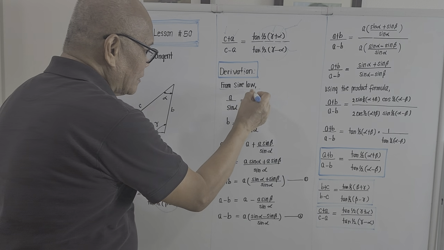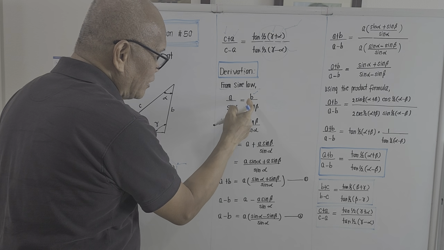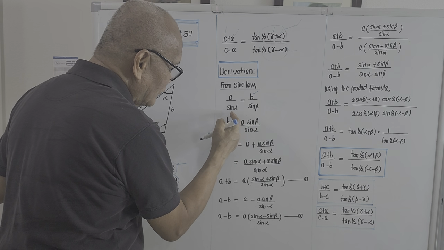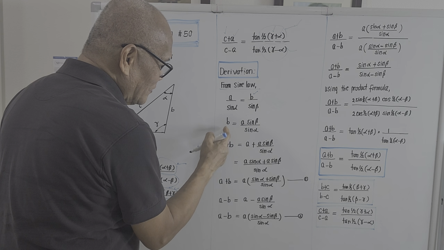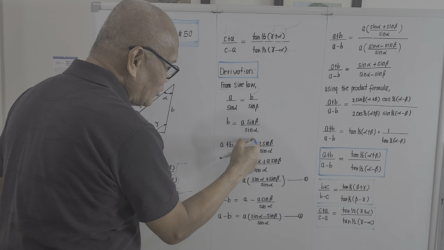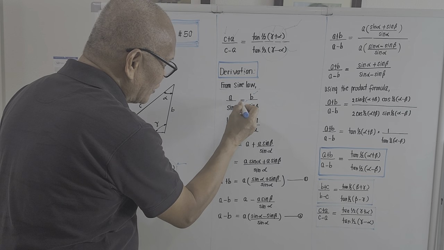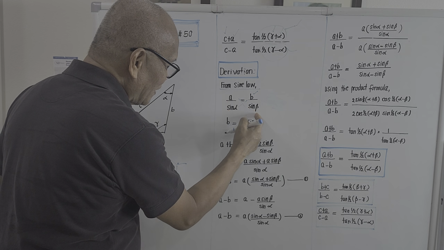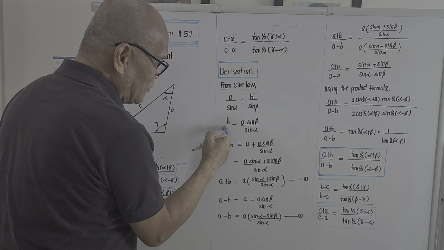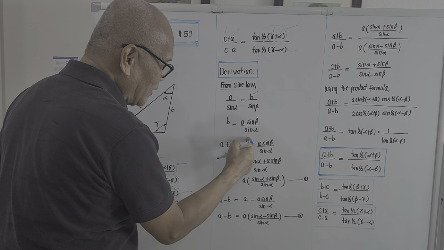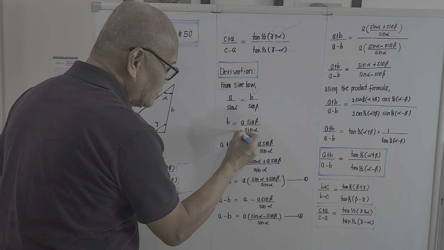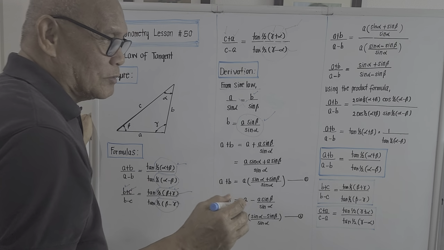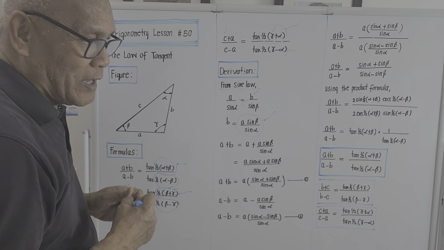Let's try to compute for side B. Side B should be the product A sine beta over sine of alpha, right? If we crisscross this, the product of B sine of alpha should be equal to A sine of beta. So if we compute for side B, it should be A sine of beta over sine of alpha. We need this equation here to give us the sum of A plus B.